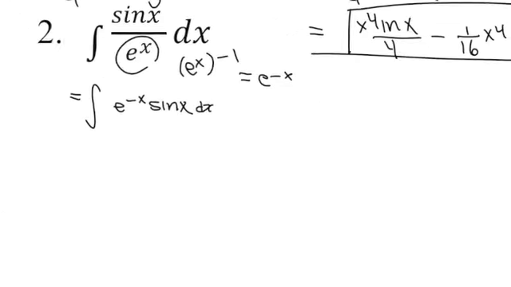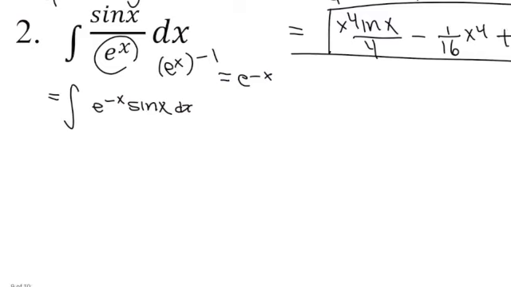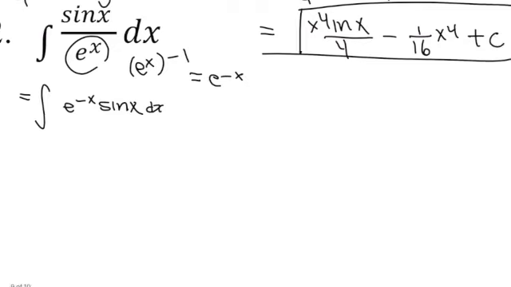And then let's just see: e to the negative x and sine x. So we don't really know what to make our u and dv. In this case, there is actually a known way that we can figure out which one u should be. There's something called LIATE.